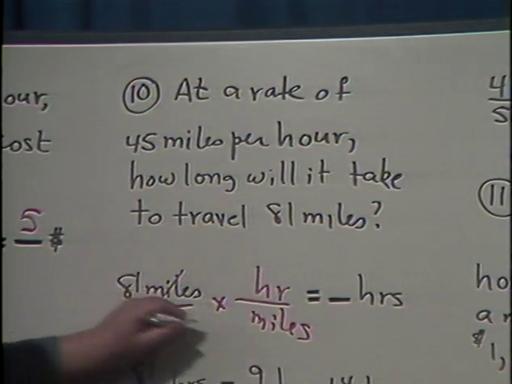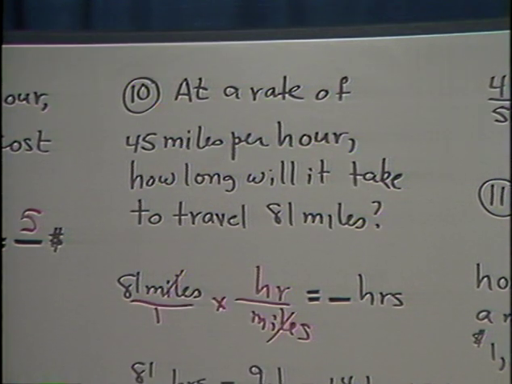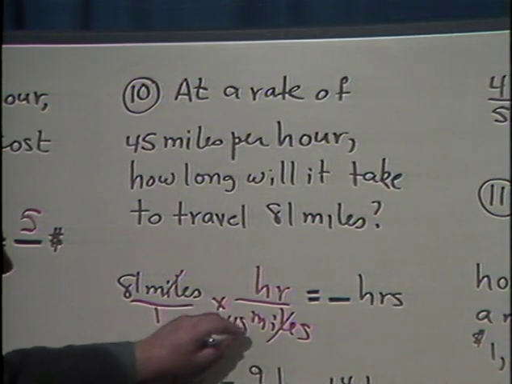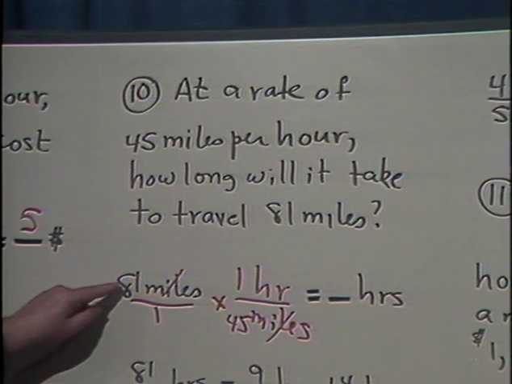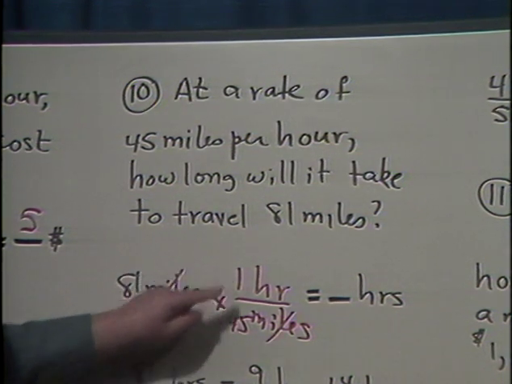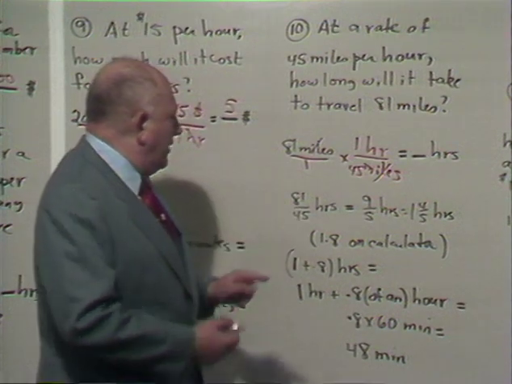See, now the labels will be right. What's the connection between miles and hours in this problem? In this problem, it says you go what? 45 miles in each hour. So what's the answer to this problem? It's 81 times 1 over 1 times 45. That's 81 over 45 hours.